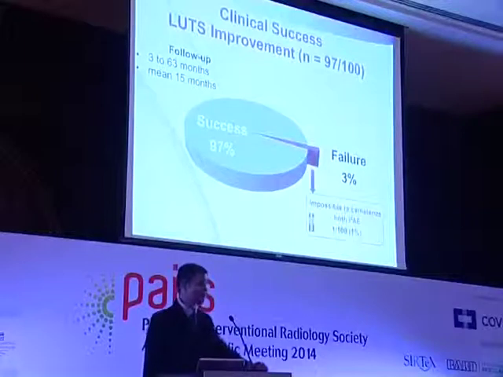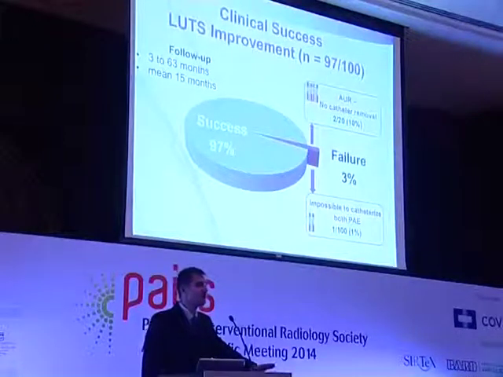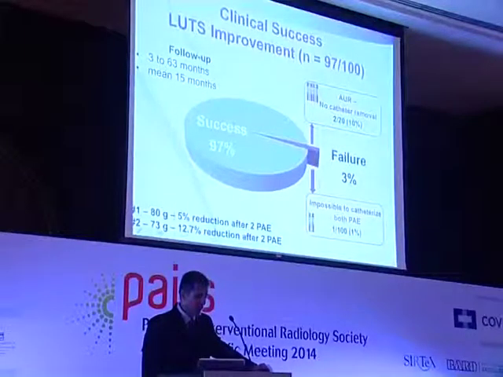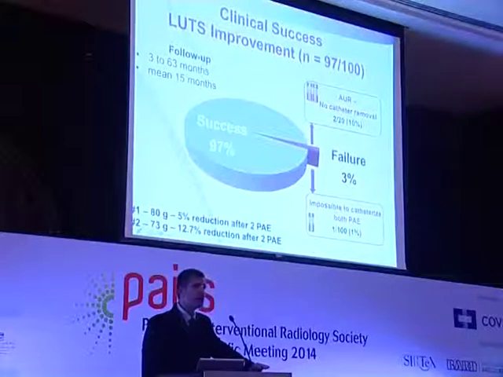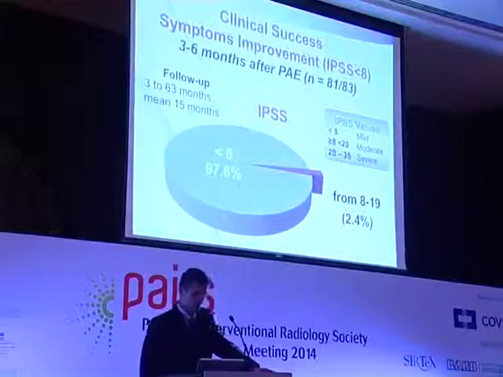We got 3 failures. One of them was possible to catheterize, as I said, and 2 were in patients with acute urinary retention, in whom we were not able to remove the Foley catheter. And what about the size of these 2 failures? One patient got a 5% reduction after 2 embolizations, and the other one, 12.7, 13% reduction after 2 prostate embolizations. We were not able to remove the catheter, and both patients were submitted to surgery, TURP.